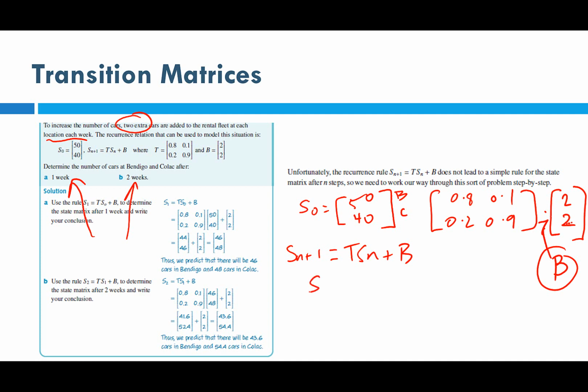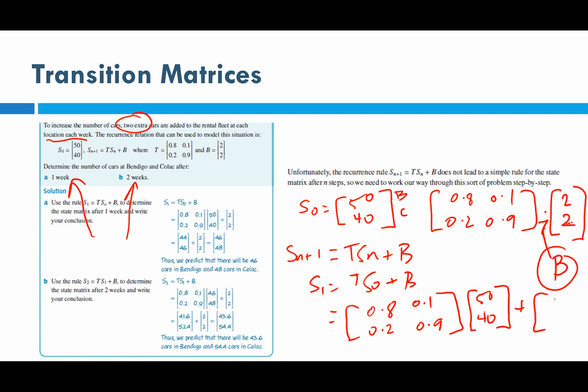Okay? So for your S of 1, that's going to be T S of 0 plus B, isn't it? So that's going to be just the transition matrix, which is 0.8, 0.2, 0.9 down there, 0.1 there. That's your T. Your initial state matrix was still 50, 40, but this time we are adding at each location 2 and 2. Just like that. So you've got that in the calculator, and that in the calculator, and all you would do there is T times S plus B. You type that into the calculator, press enter, and then you'll get 46 and 48. So that's how that situation works there. But don't forget, they ask you in English, you've got to answer in English as well. We predict that there will be 46 cars in Bendigo and 48 cars in Colac.